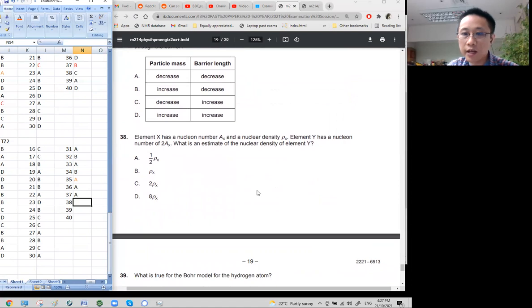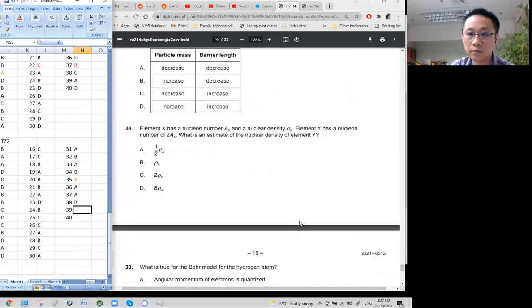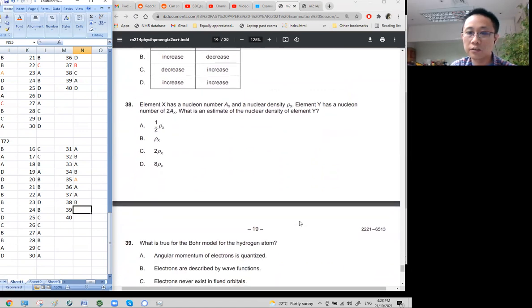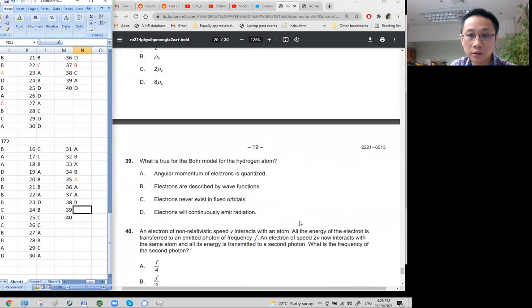Question 28, nuclear number A and nuclear density. That Y has a nuclear number of 2A and the nuclear density is the same, because nuclear density is independent of the identity of the element. It's the radius of the new nuclei that will increase by a factor of the cube root of 2, I think. I'm surprised that they don't actually have that as a trap choice.